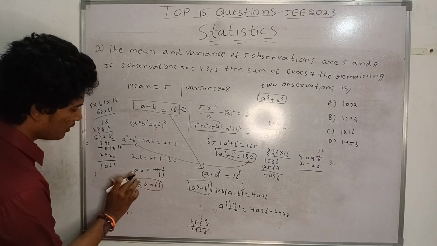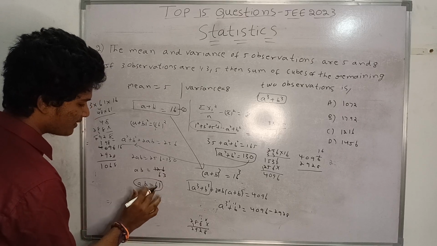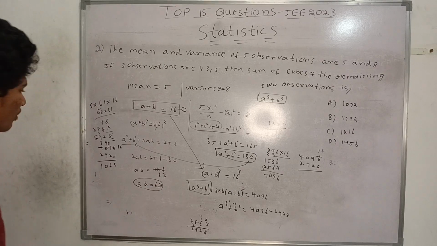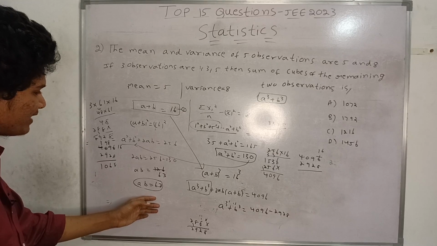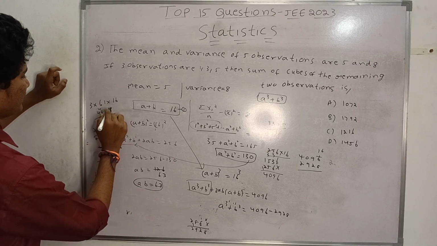Sorry. Here 2ab equal to 126. Here it is 63, not 61. So this type of simple mistake can completely take your 4 marks. AB equal to 63 here. So I have to multiply with 63.